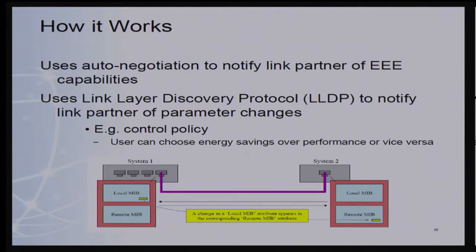So if you started up and went with, for example, the minimum wake-up time, the TW phi parameter, and then later determined that you wanted to go into a more efficient mode, you could actually change the parameter in the local system, which would send an LLDP frame to the other side, and then actually increase the amount of time it takes to wake up. So you can control a system while the link is up.